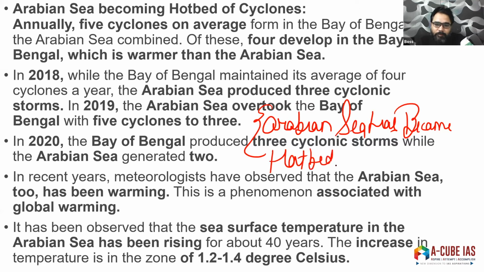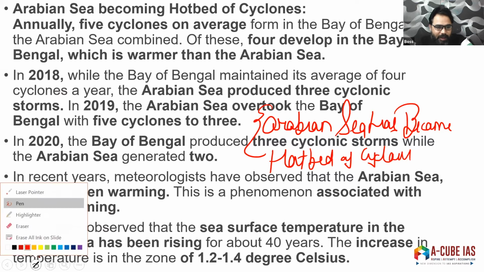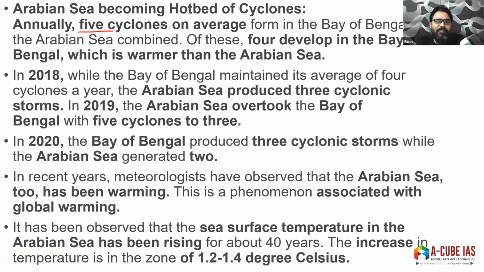Some information regarding that. Now, annually, if we speak about India, 5 cyclones on average form in the Bay of Bengal and the Arabian Sea combined. A total of 5 cyclones are seen collectively in both. Out of these five, 4 develop in the region of Bay of Bengal, whereas one develops in the region of Arabian Sea.